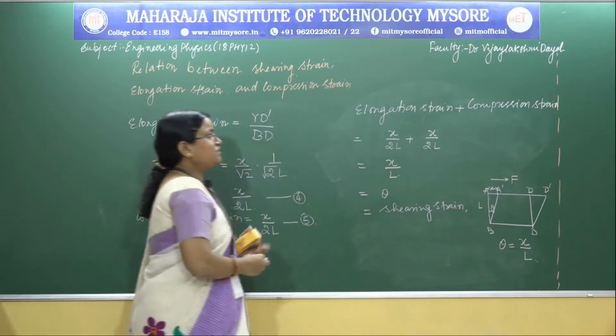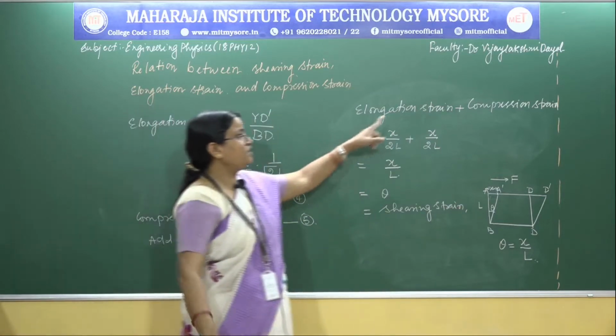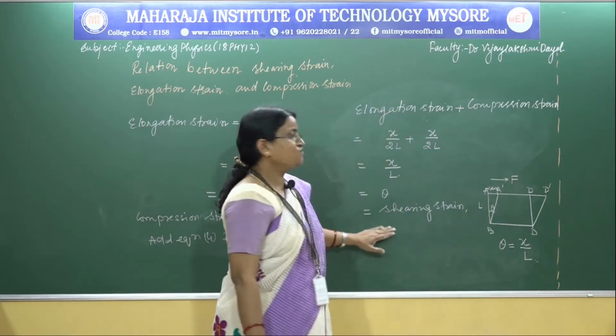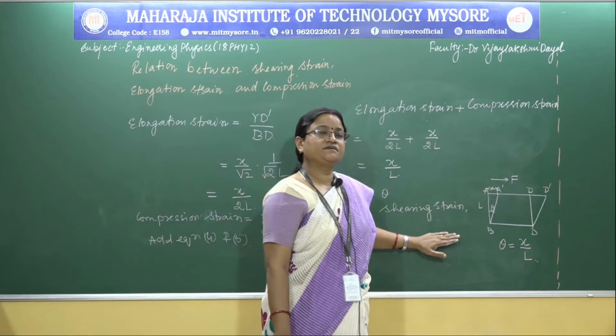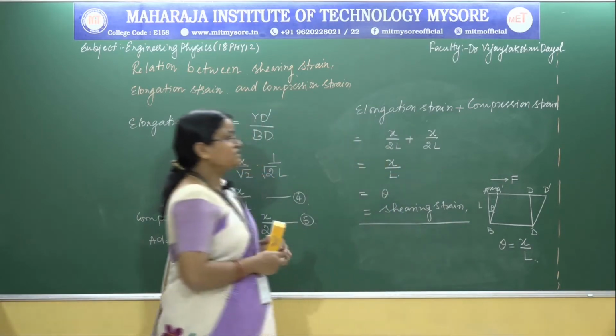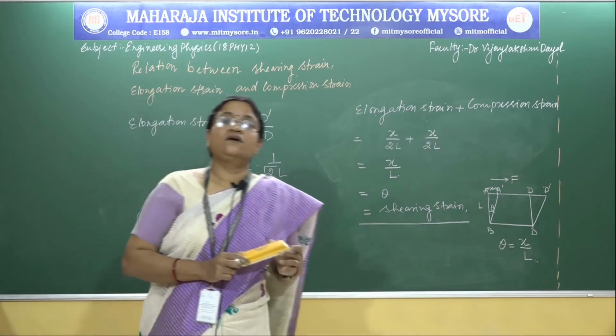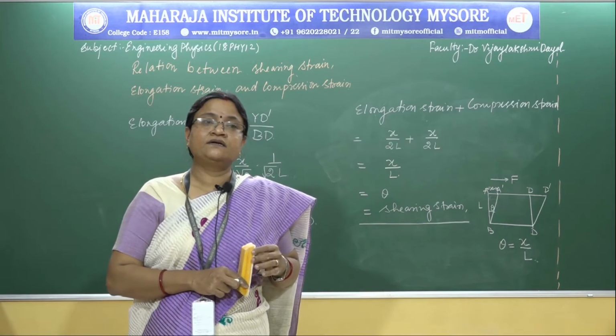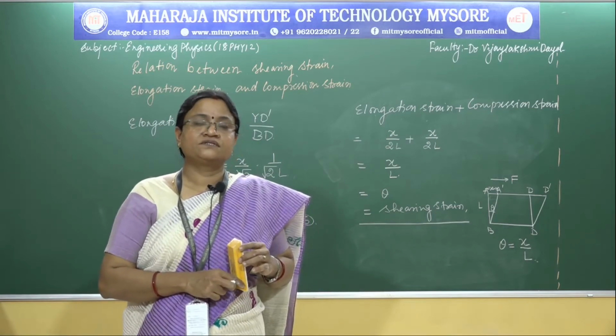So what we can see is that elongation strain plus compression strain is equal to shearing strain, and this is our final conclusion. What is the final conclusion? Elongation strain and compression strain, if you add them, will be equal to shearing strain.